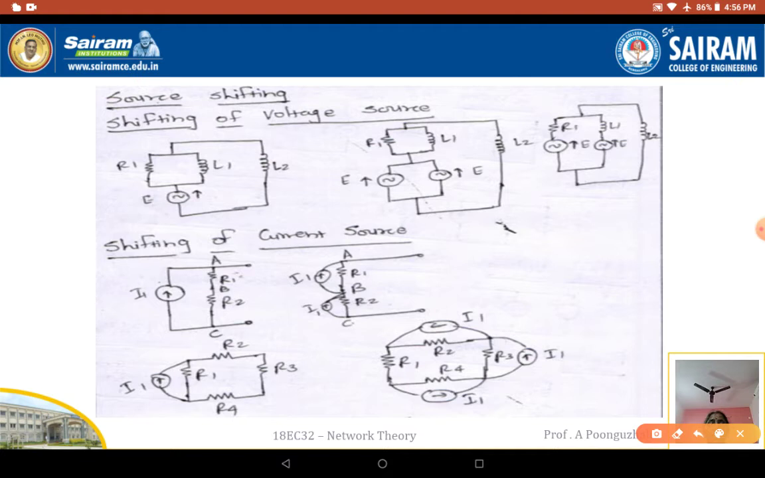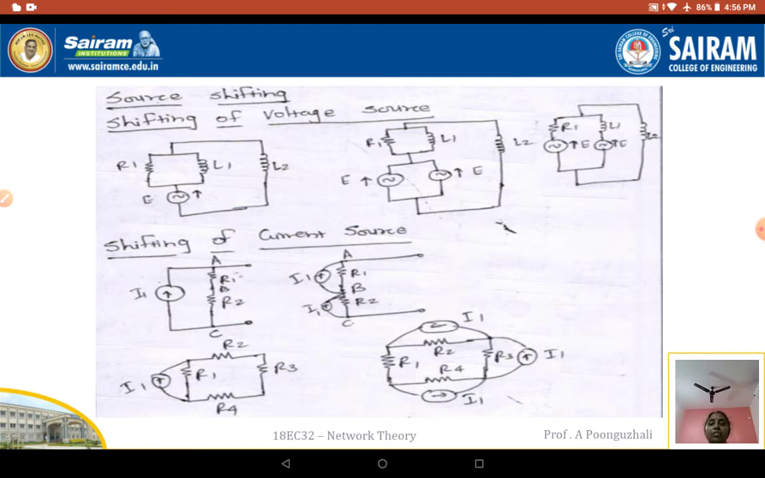So I can have it as your resistance. This voltage source can be connected to the resistance as well as to your inductance there. So now this source is shifted to both the elements that are present in your circuit. Now next is shifting of current source.